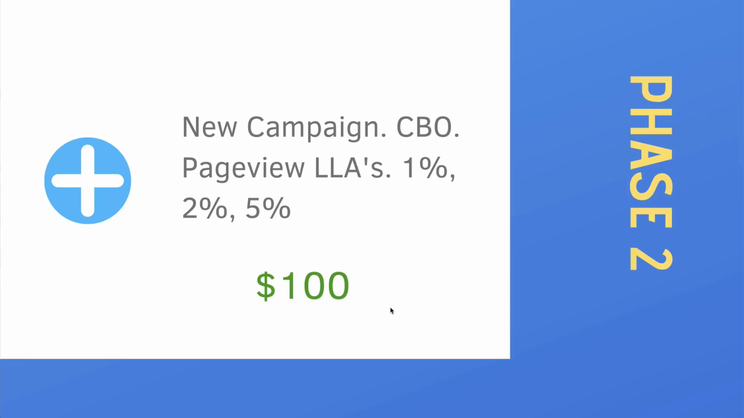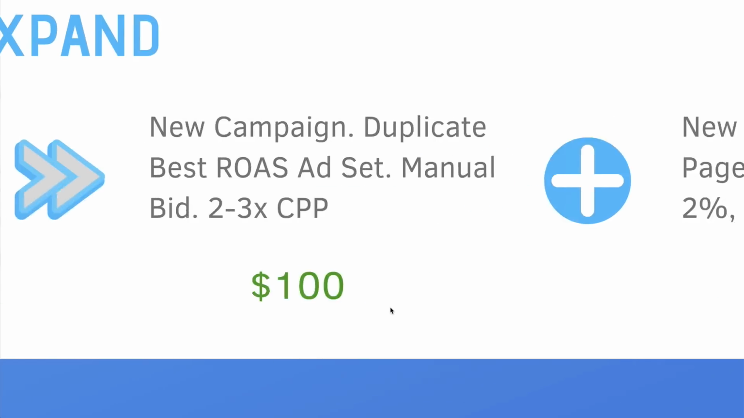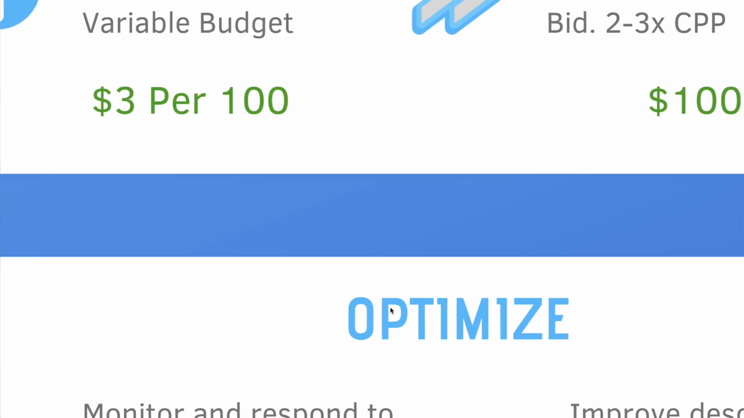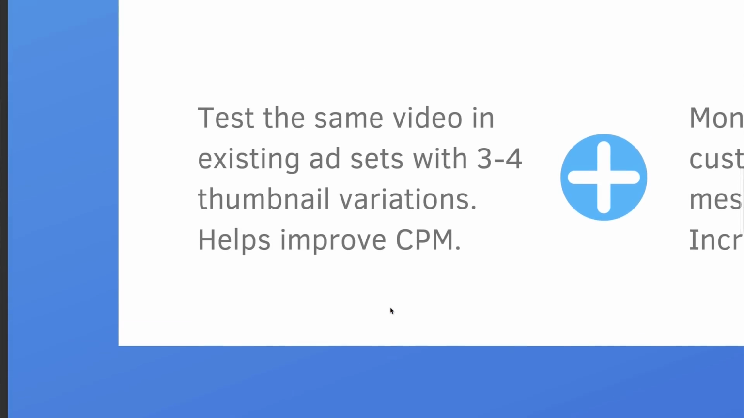But wait, before you start scaling even further, you have to first optimize. So this brings me to phase 3. You don't want to spend thousands of dollars if your entire funnel, if your ads, everything is not optimized perfectly. So let's start off the optimization process.